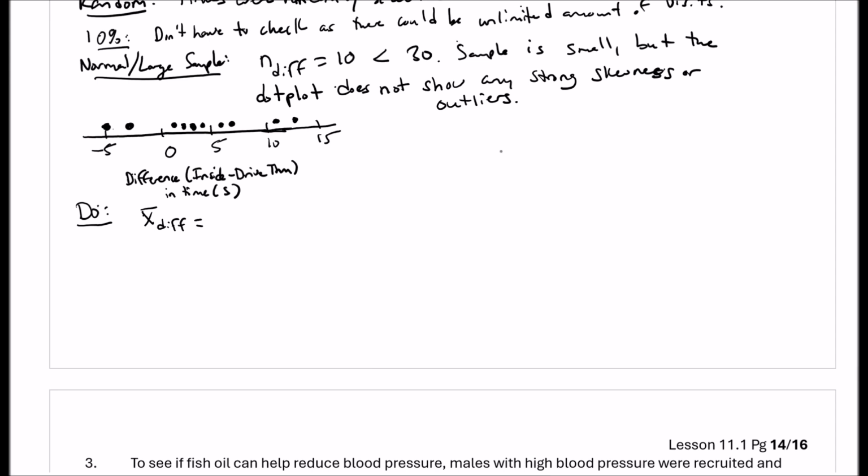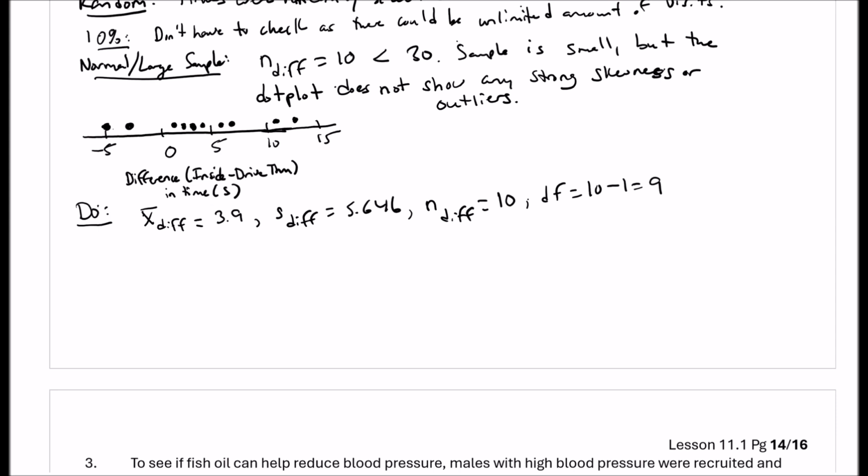All right, so we got x bar difference. We have to list our statistics here for the step here. 3.9 seconds. S difference equals 5.646. We got the N difference. This is the number of pairs that we have, which is 10 pairs. And then we can go ahead and calculate the t, and then the DF. So the DF is 10 minus 1, which is 9.